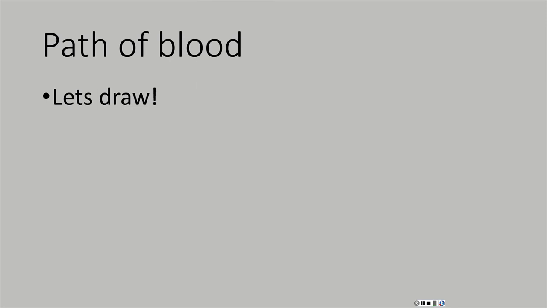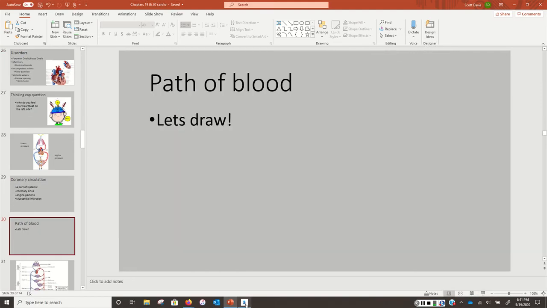If you learn this path and you know it like the back of your hand, when you get to your program, you are going to be miles ahead of every other student there. So let's go ahead and draw the path of blood. Now we can draw the path of blood beginning and ending anywhere. It doesn't really matter because it's a complete circuit. But I always start, and books always start, in the same spot, and that's going to be the right atrium.